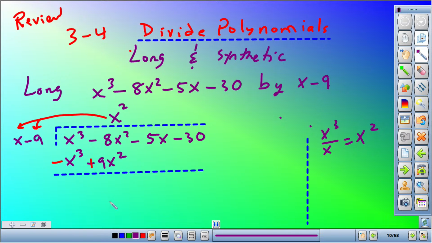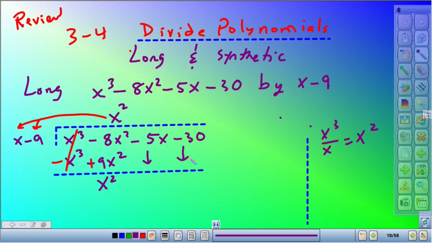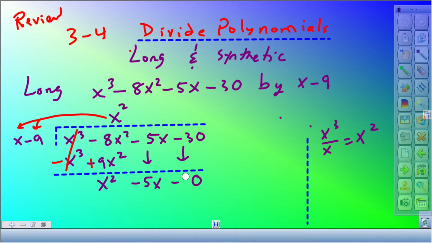And you know that you're on the right track if these two cancel. If these two cancel, you know you're doing the right thing. If not, then you have to go back and fix stuff. Positive 9 minus 8, that's 1x squared. These two drop. So we've got negative 5x, negative 30.